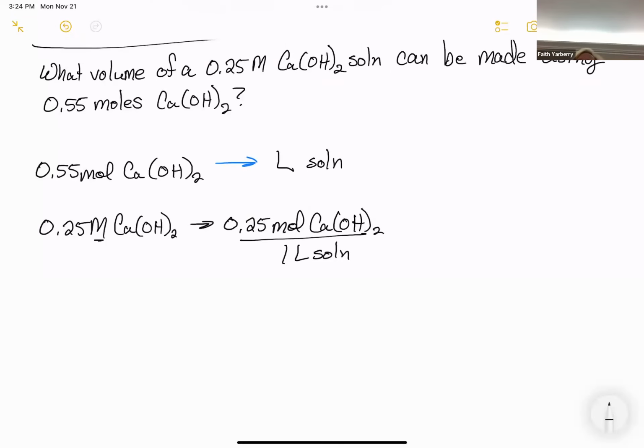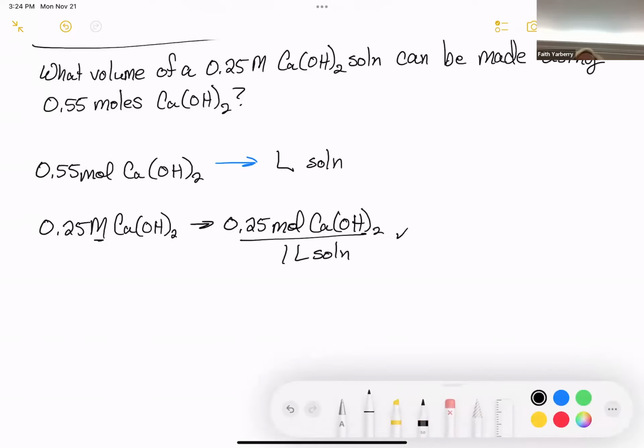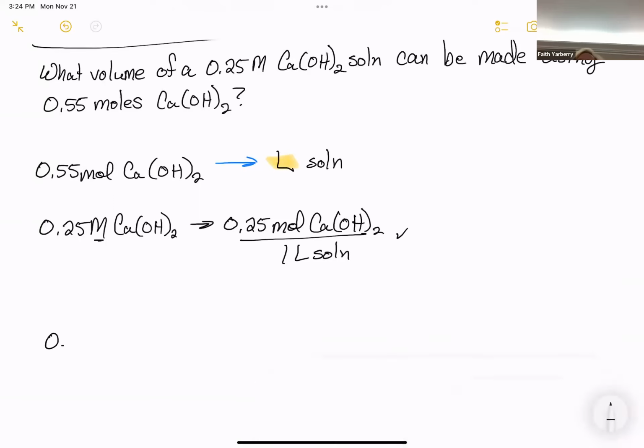So I look over this and I see, okay, we're dealing with one substance. We start with moles and we go to volume. So the molarity is going to be our conversion factor. Because I see this volume unit, so I automatically know I'm going to need molarity as the conversion factor. So we start with our 0.55 moles of calcium hydroxide.